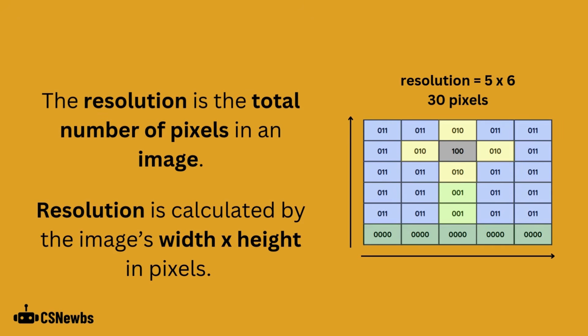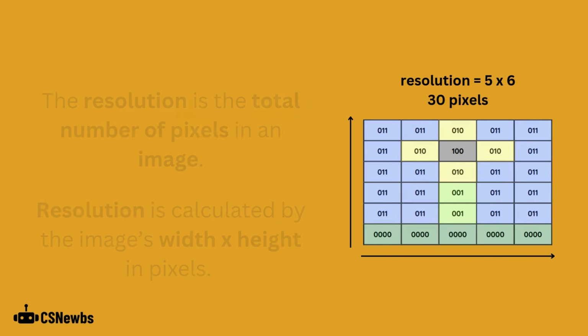The resolution is the total number of pixels in an image. Resolution is calculated by the width times the height in pixels. In this example, the width is 5 pixels and the height is 6 pixels, giving 30 pixels in total.